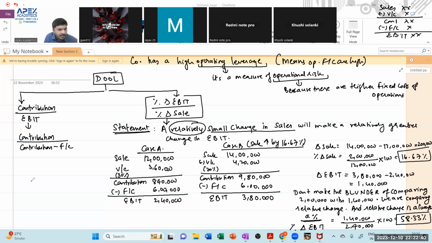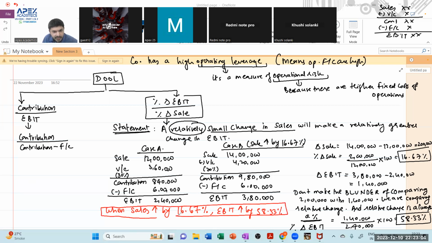So can I say over here that when sales increased by 16.67%, EBIT increased by 58.33%. Look at the whooping impact of sales on EBIT. Isn't this a whooping impact? Sales increased so little, and EBIT increased so much. Are you understanding what I'm trying to say?